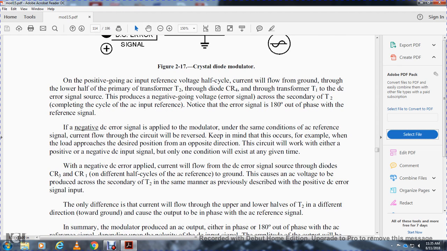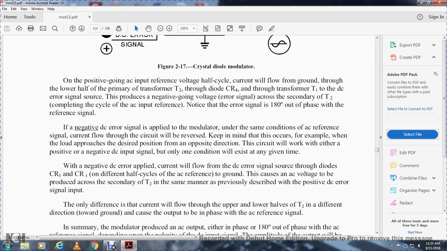Positive going again with the AC input, with the voltage for the half cycle, the current will flow with the ground through the lower half of the primary of transformer 2, through the diode with control rectifier 4, through transformer 1. The DC error signal will produce a negative going voltage with the error signal at the secondary of transformer 2, complying with the cycle of the AC input in reverse.